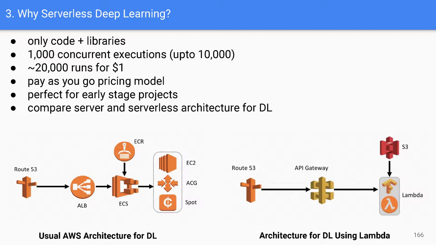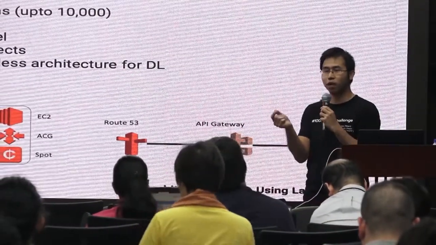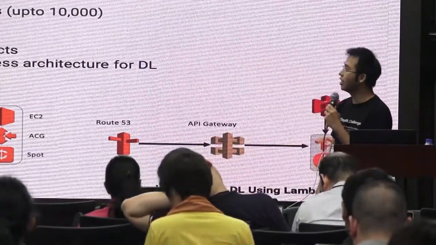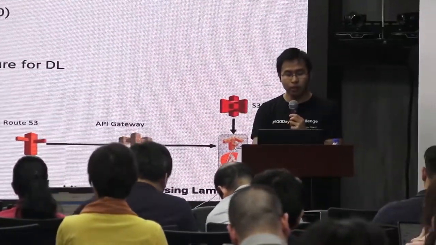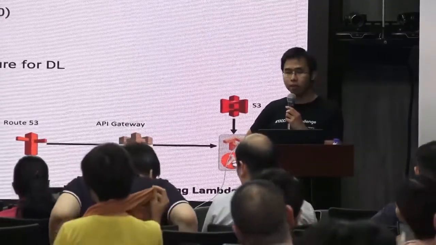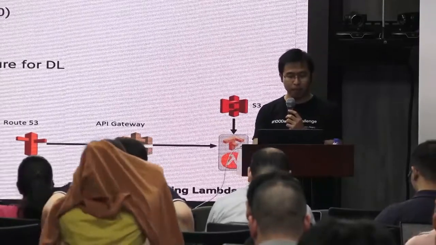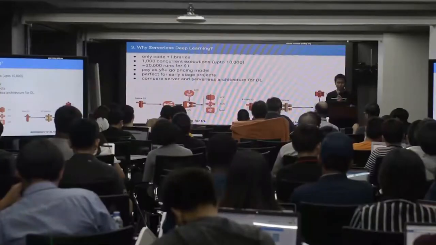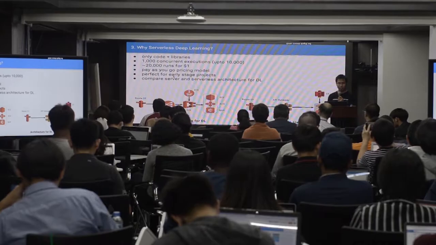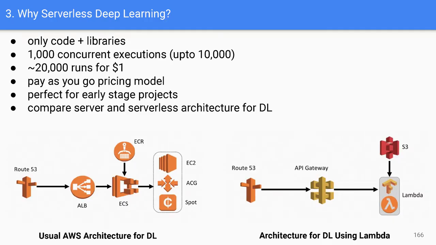So what we're going to do today is serverless deep learning. We only care about code and library, right? You're going to have code and you're going to have library, and you have to pack your library with your code when you want to deploy your model, okay? What's good about serverless is that it allows you to run around 20,000 runs for $1. Maybe you can have more than this. It's pay as you go pricing, so you pay just what you use, and I think it's good for early stage projects and for researchers.